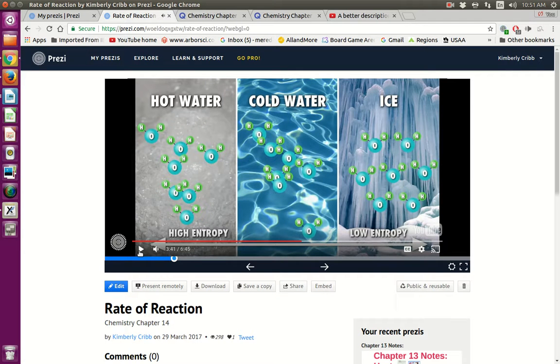All right, I want you to stop and notice this too. The entropy of ice is low. That means it's very orderly. The entropy of hot water is high. That means it's very disorderly. It's messier. It's boiling over and the water molecules are flying around everywhere. So the colder it is, the lower the entropy is.